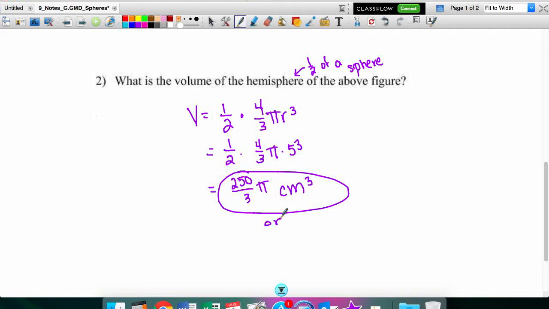If you would like the decimal, it is 261.8 centimeters cubed. So as you can see, a hemisphere is about as complicated as you can get when you're talking about the volume of a sphere. And that's it.